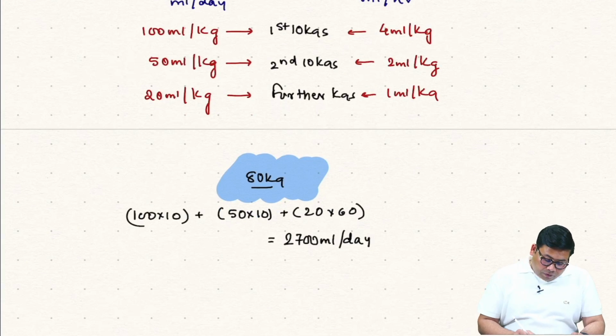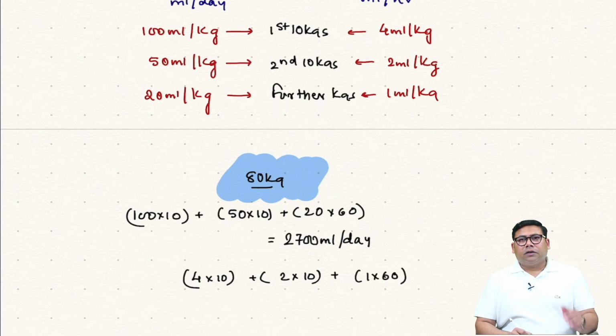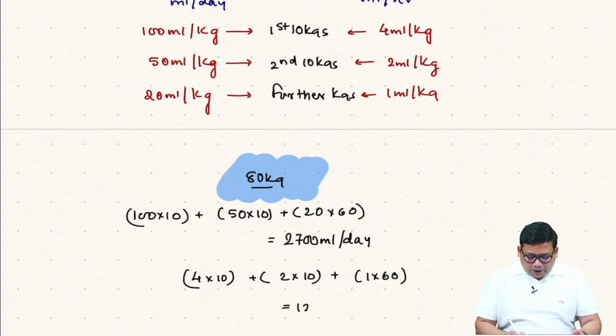Similarly, if you want to calculate it in ml per hour, how can you do it? 4 ml per kg for the first 10, then 2 ml per kg for the next 10, and then, try to understand, 1 ml per kg for further kgs. So that is 40, 20 and again 60. So that is 120 ml per hour.